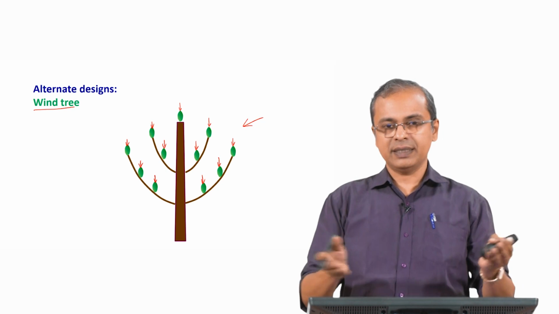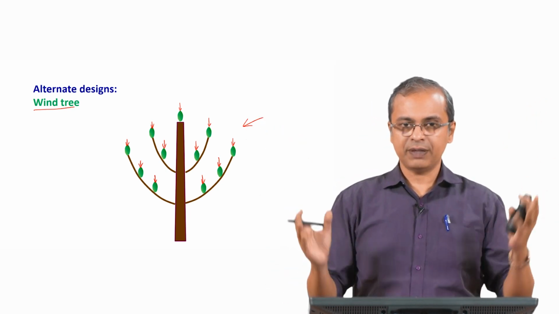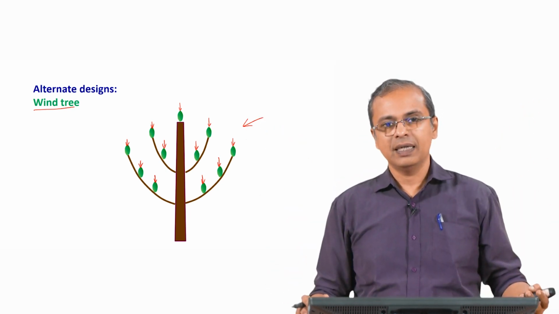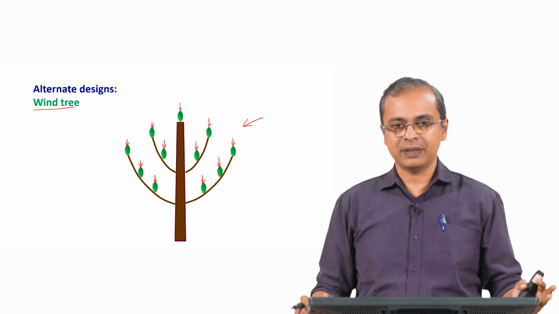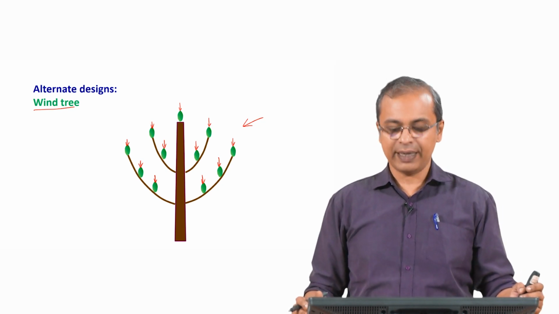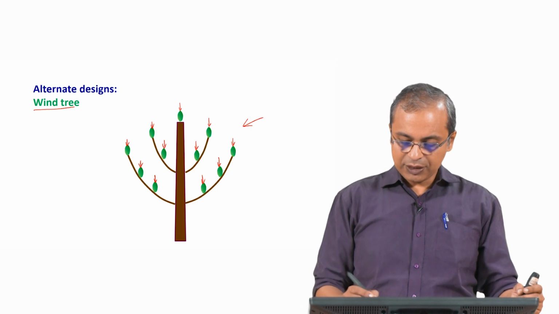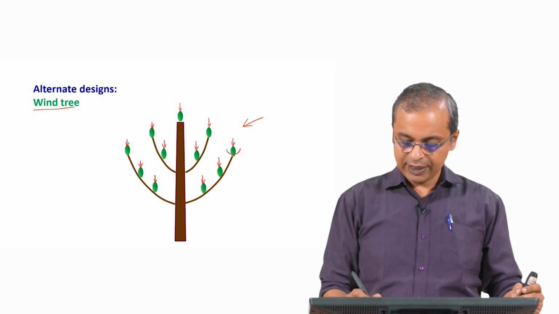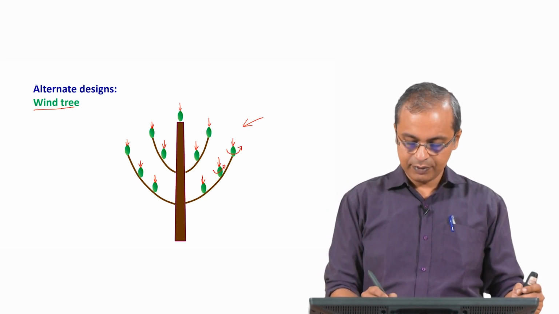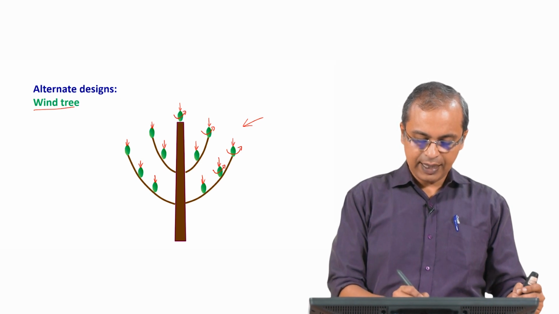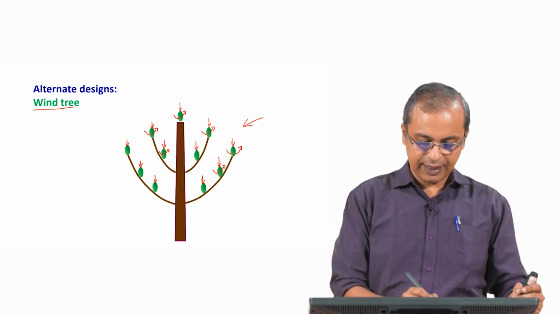This is just a schematic, but you can make a tree with several branches that looks very natural, and you can set it up in streets, or in some open parking areas where there is enough breeze blowing. And these windmills are actually rotating this way. That is how they are rotating, and in that process they are generating electricity.